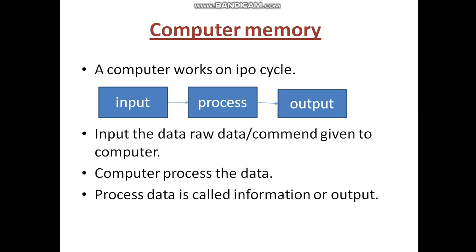Input devices are used to input the data, and processing devices like the CPU are used for processing the data. In the same way, output devices give us an output. But do you know where the data is stored? Computer data is stored in its storage devices. So computer memory is stored in storage devices.